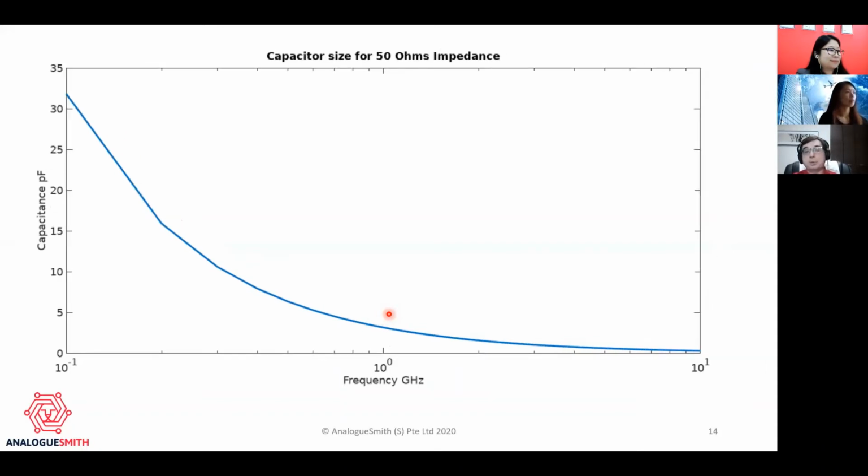And the same story on the capacitor side. So to get 50 ohms with a capacitor, then we're looking at around 3 picofarads at a gigahertz or so. And again, the value goes down with an increase in frequency and goes up with a decrease in frequency.